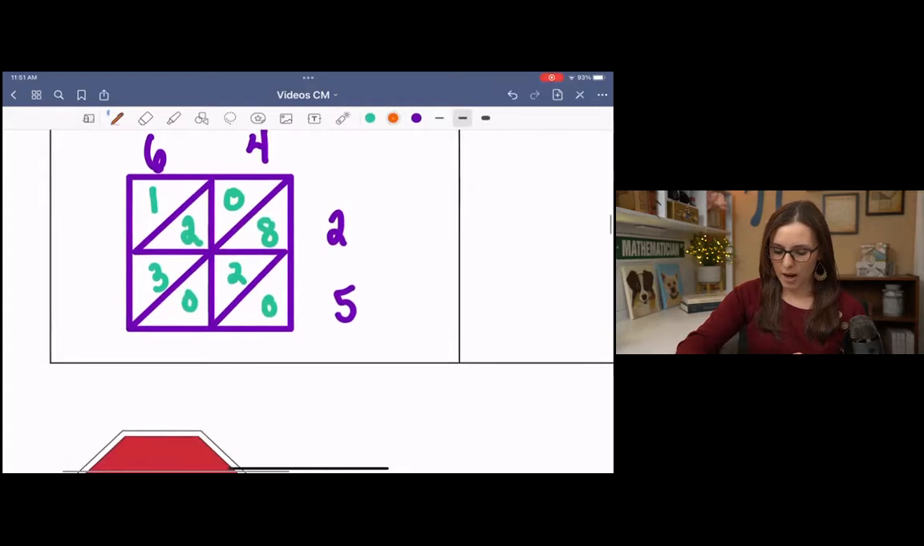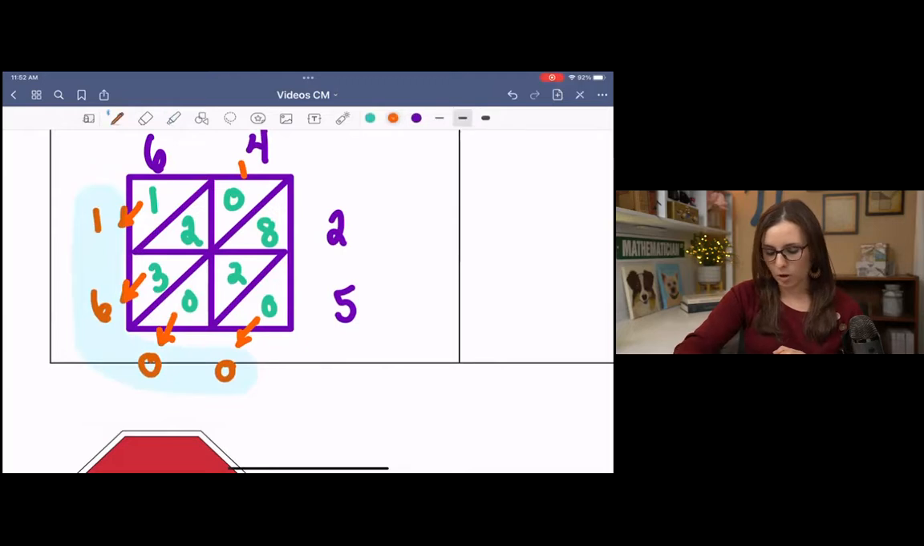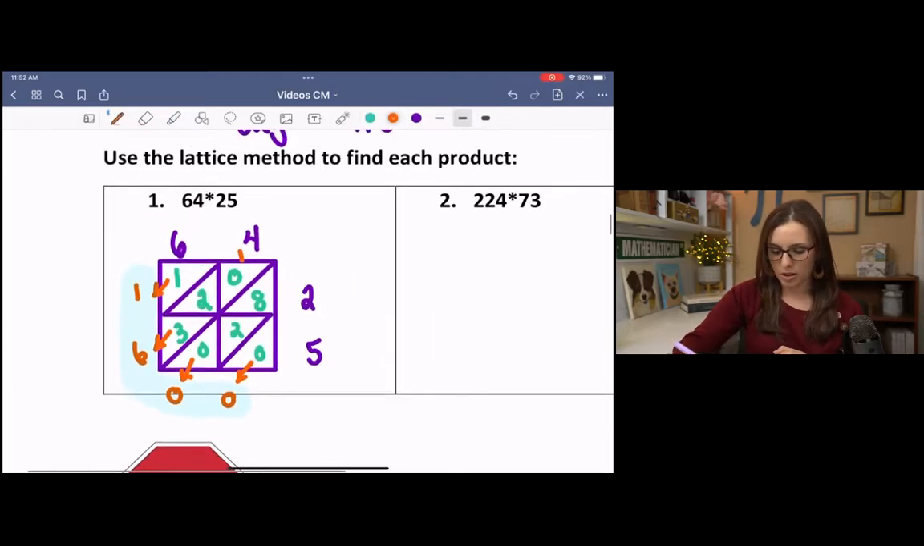So on the first diagonal, I just have a 0 there. On the second diagonal, 8 plus 2 plus 0 is 10. I'm going to carry that 1 to the next diagonal. 1 plus 2 plus 3 is 6. And then on this last diagonal, I have a 1. These numbers, orange numbers on the outside, form your answer. 64 times 25 is 1600.